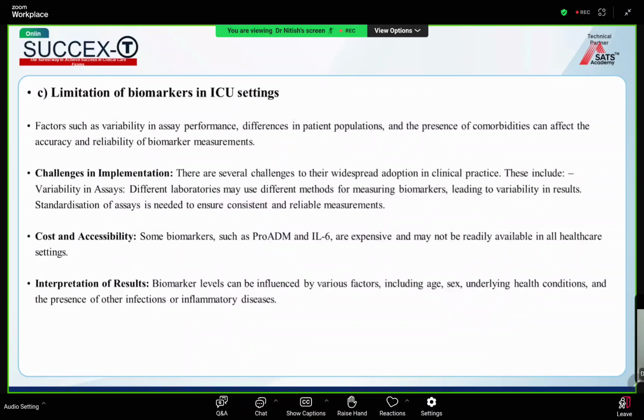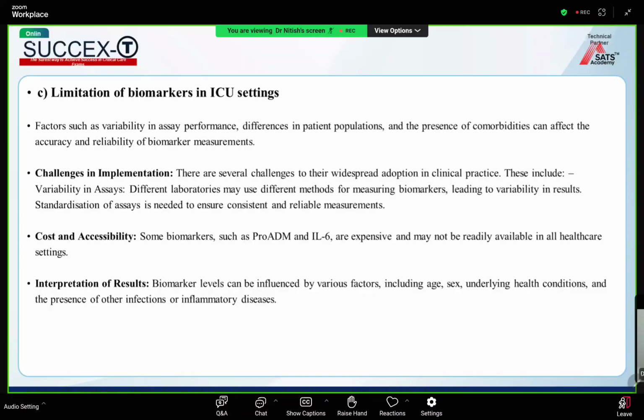Moving on to the limitations. So what is the use of biomarkers in the ICU? It's clearly told in the SSC guidelines to not use procal for starting antibiotics. Use procal along with clinical indications for de-escalation or stopping an antibiotic. So this is the current recommendation that we have for biomarkers.